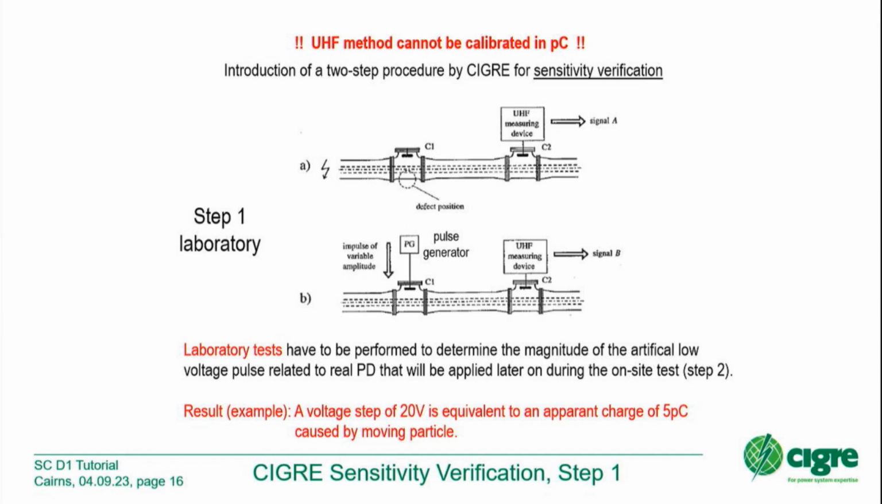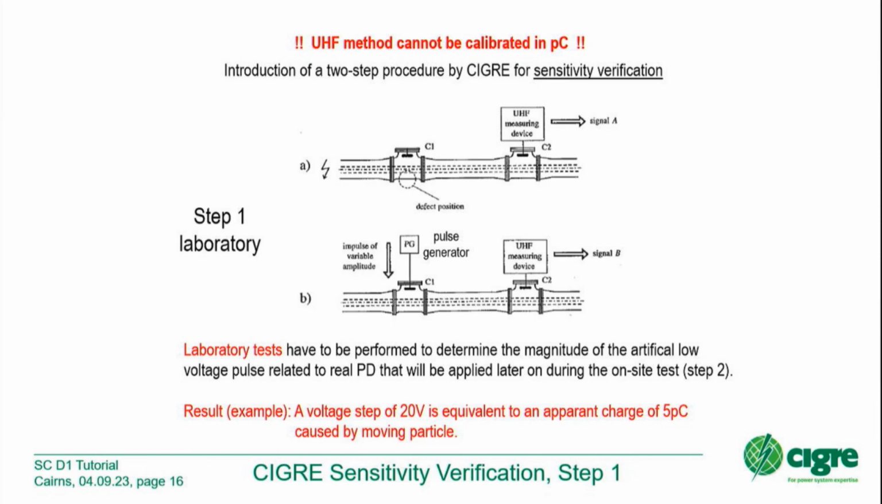So, result. Example: a voltage step of 20 volts is equivalent to an apparent charge of 5 pC caused by a moving particle. If it is 2 volts, 5 volts, 10 volts, 20 volts, 50 volts, this depends on the design of the GIS, the size. This depends on the design of the antenna. This depends on the measurement chain, amplifier, bandwidth, and so on. So this is not a fixed value. This voltage, 20 volts, can be 2 volts up to 50 volts, whatever, depending on the type of GIS and the kind of measuring equipment.